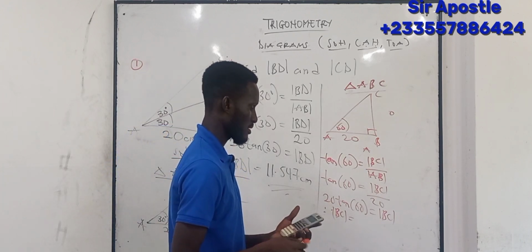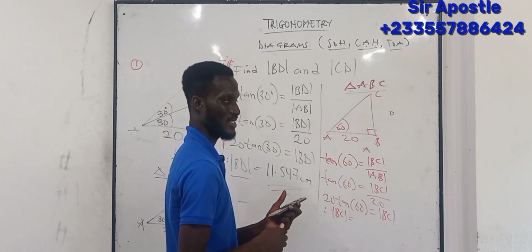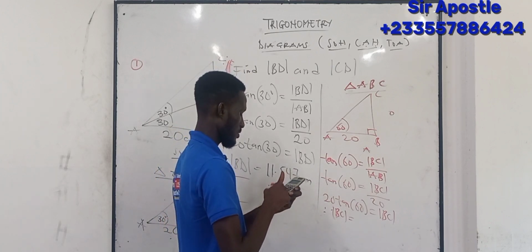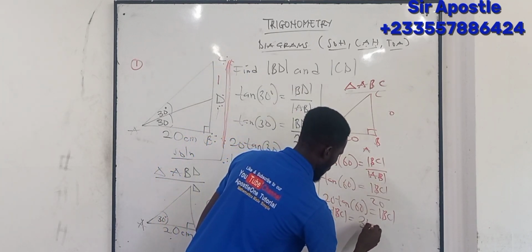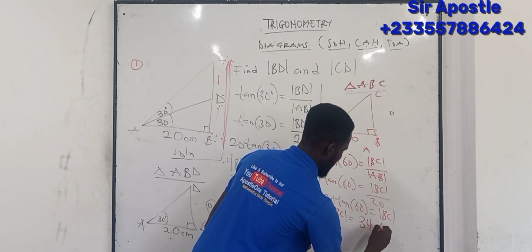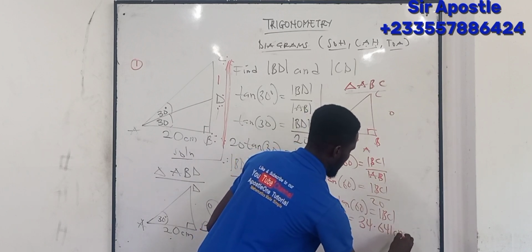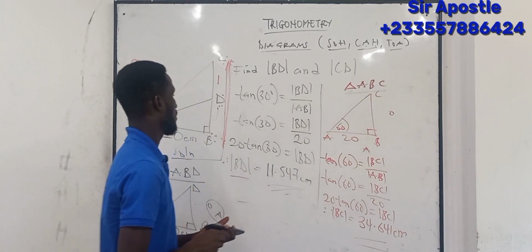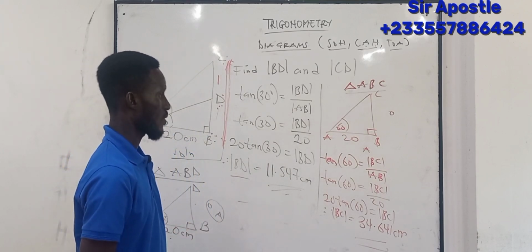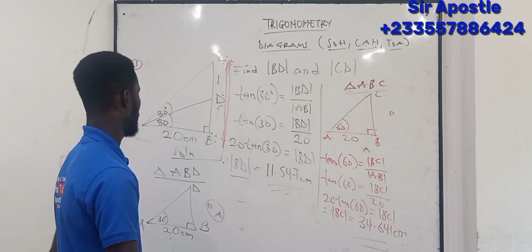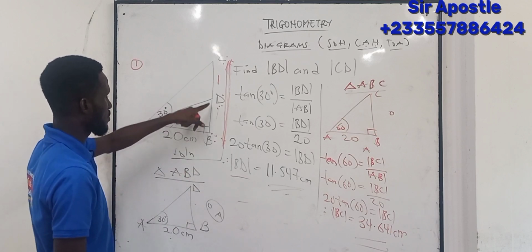20 times 60 is 20 root 3. To decimal, it is 34.641 centimeters. Yes. And then we are supposed to solve for what?